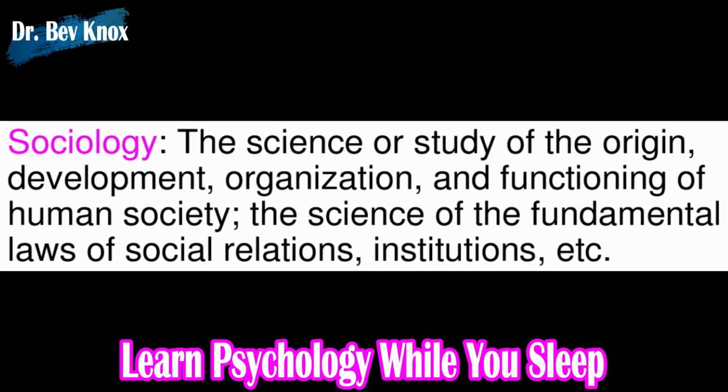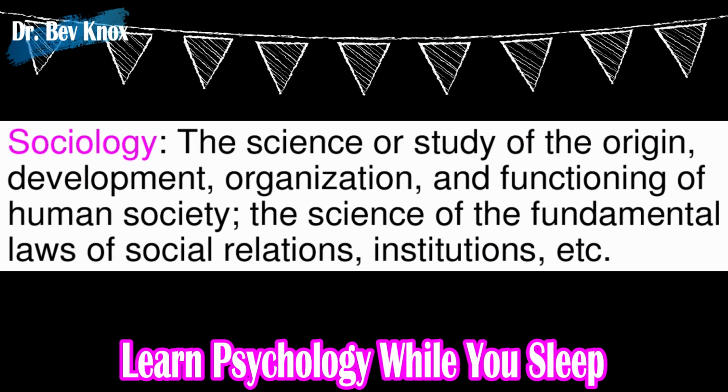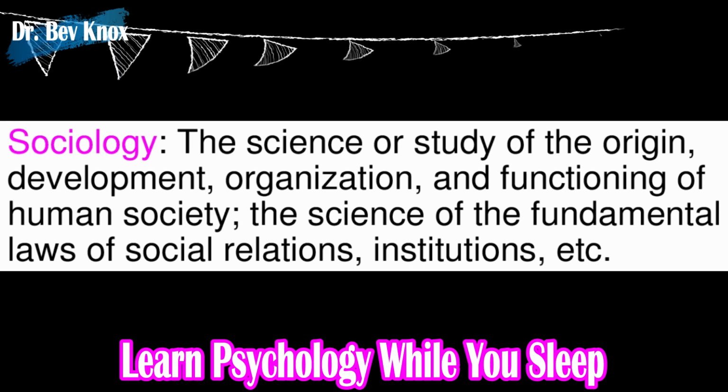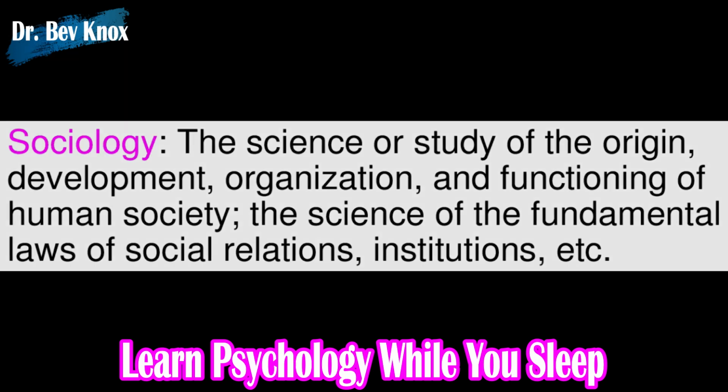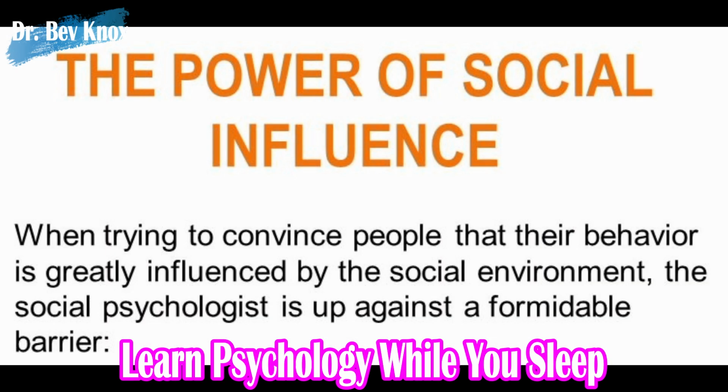Social psychologists, on the other hand, seek to identify universal properties of human nature that make everyone susceptible to social influence, regardless of social class or culture. Sociologists seek to explain properties of societies. Let us review the power of social influence.